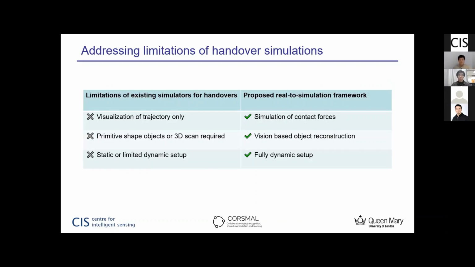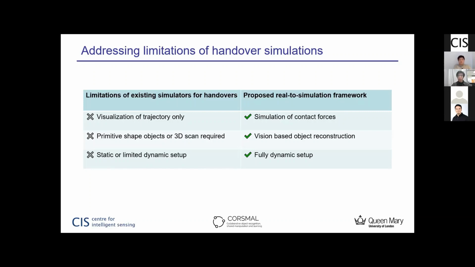So physics-based simulators can be used to ensure the safety of the interaction when developing robot control algorithms for handovers. There are some existing works on simulators for handovers, and they mainly focus on the visualization of the handover trajectory, or they are limited by the use of primitive shape objects like cubes or spheres. They're also limited to setups where the robot stays stationary and the human places objects in the gripper.